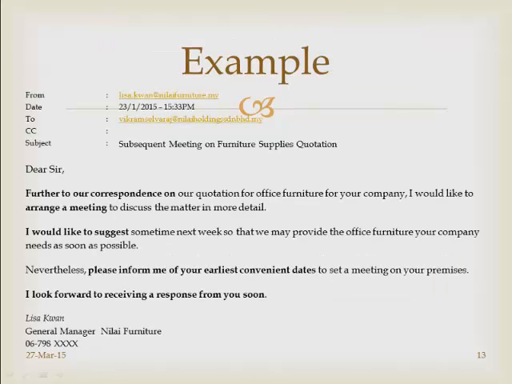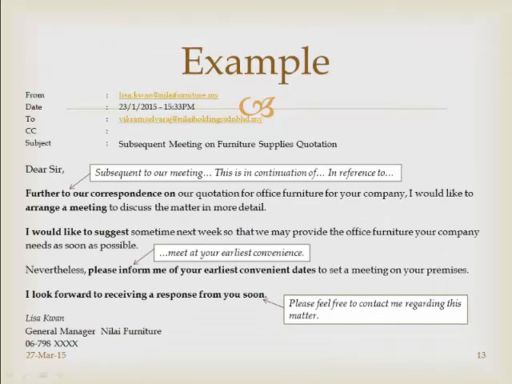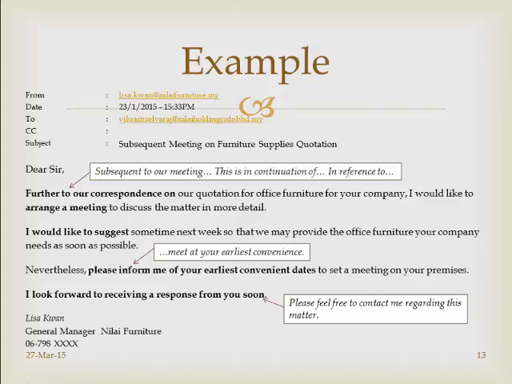Okay, here's another example I've given to you, and I've highlighted some phrases because these are some phrases that you can use. There are many different phrases that you can actually memorize and reuse for any other letter or email, and these are just some of them. Okay, further to our correspondence on means we had some discussion before, so we are continuing that. So subsequent to our meeting, this is in continuation of, this is in reference to, and etc.